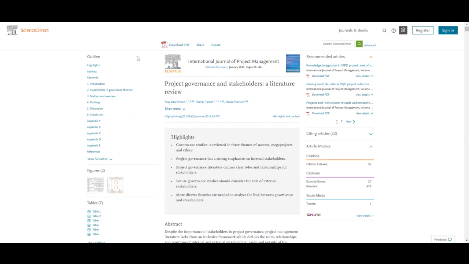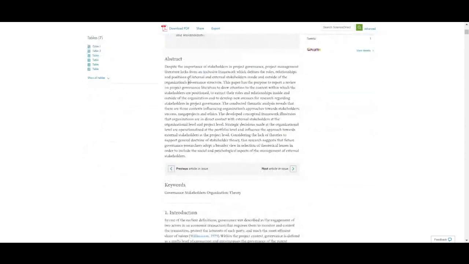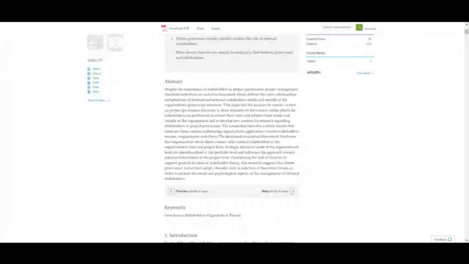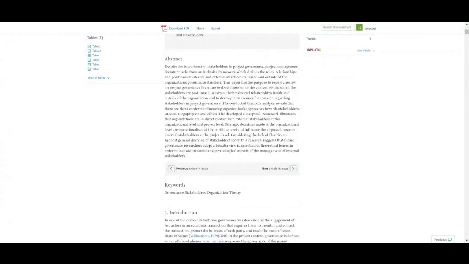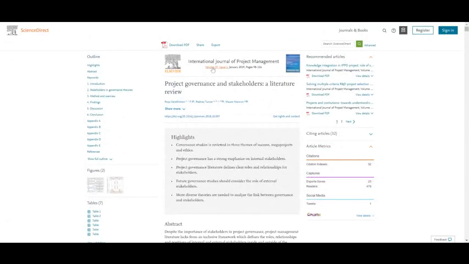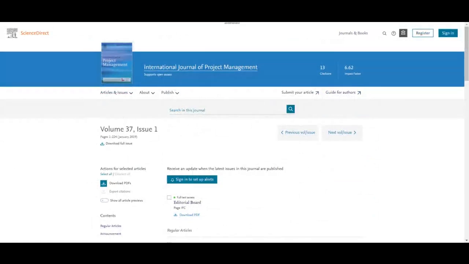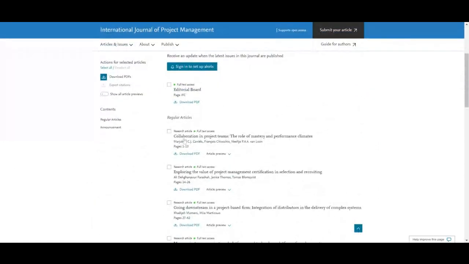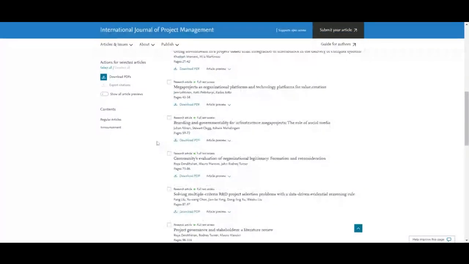Anytime you see papers that are published by ScienceDirect under Elsevier, it is actually a good journal. This is one of the top journals in project management, the International Journal of Project Management. Usually they show you all the articles by date. You have the abstracts, so if you want to see the article, you read the abstract. If you want to see more articles from this journal, you can just click on the volume, and it shows you down here, and you can see all the different articles.